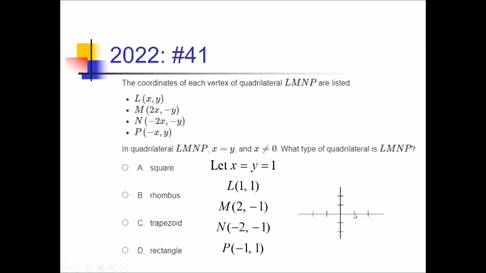So we have 1, 1 right here, and then 2, -1 is actually down here. -2, -1 is right here, and finally, -1, 1 is right there. So connect the dots. And that is kind of the poster child for a trapezoid. So that would be choice C.